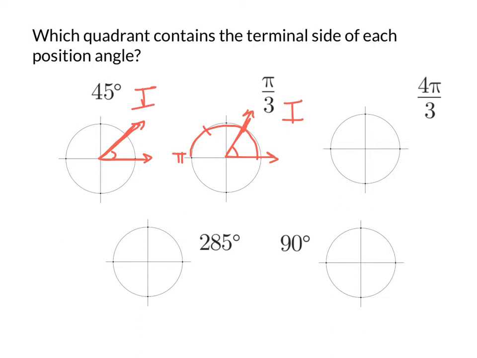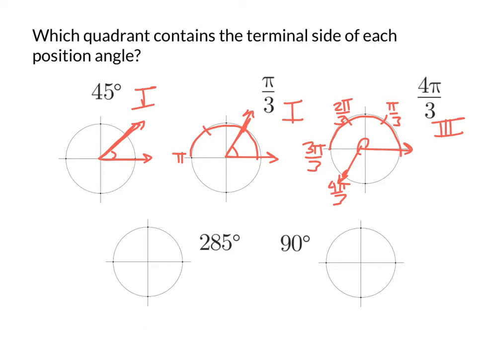If we're looking at 4 pi over 3, again, here's pi. 4 pi over 3 is larger than 1 pi. And if we thought about breaking that into thirds, well, this would be 1 pi over 3. Here's 2 pi over 3. Pi is 3 pi over 3, so if we went another one, now we're at 4 pi over 3. So here is that angle, meaning the terminal side is going to be in quadrant 3.